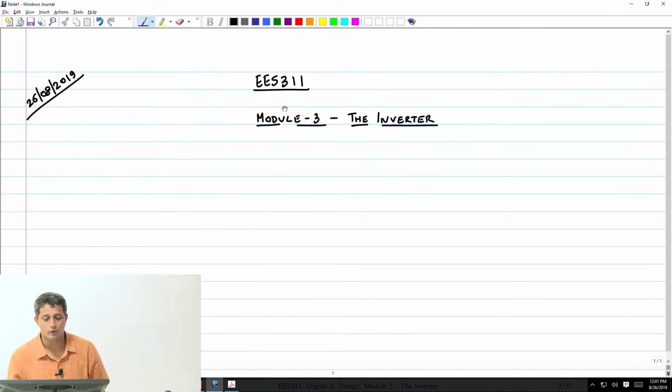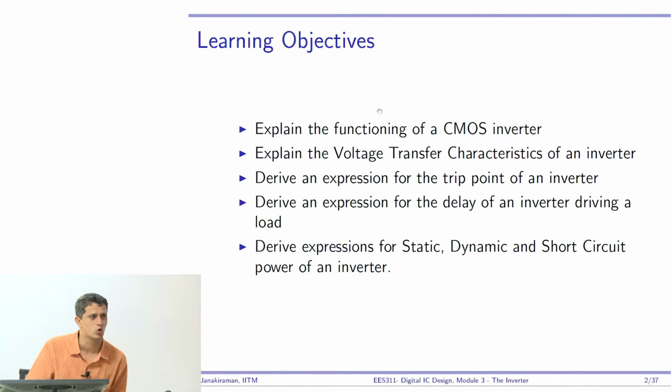With that we move into module 3, and probably this is one of the most critical modules of this course, because this is where we actually take our learnings from the transistor and apply it to build logic gates. The inverter is studied in reasonable detail in this course, because many of these results can then be carried over to the other logic gates as well, that we will see in module 4.